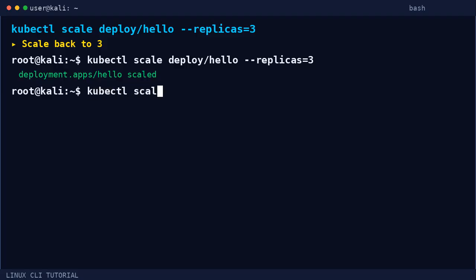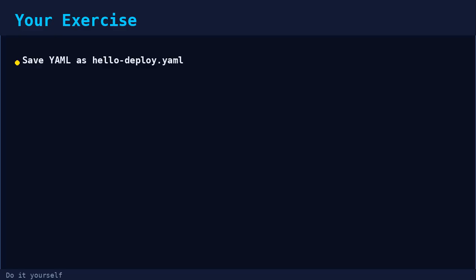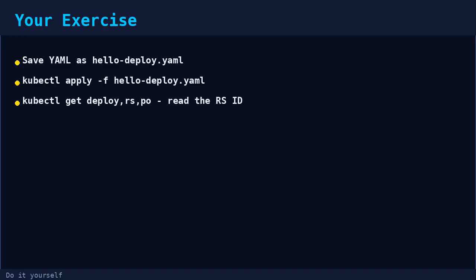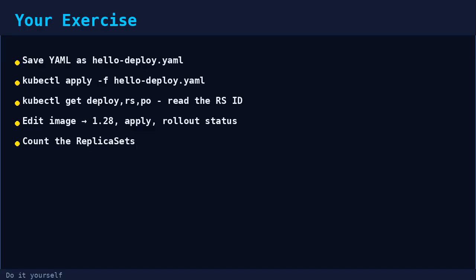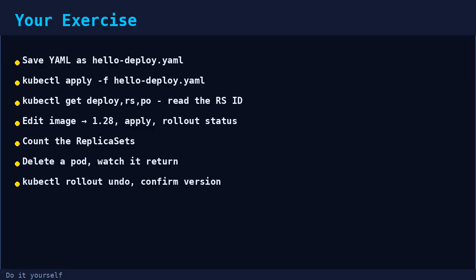Now your exercise. Save the deployment YAML as hello-deploy.yaml. Apply it, not create. Run kubectl get deploy, rs, po and read the ReplicaSet ID. Edit the image to 1.28, apply, watch the rollout, and count the ReplicaSets. Then sabotage, delete a pod, and watch it return. This time you know the ReplicaSet did it. Then roll back and confirm the version. Finally, scale to 5, delete a pod, and ask, does it come back? Yes. Which layer? Why? Now prove it.